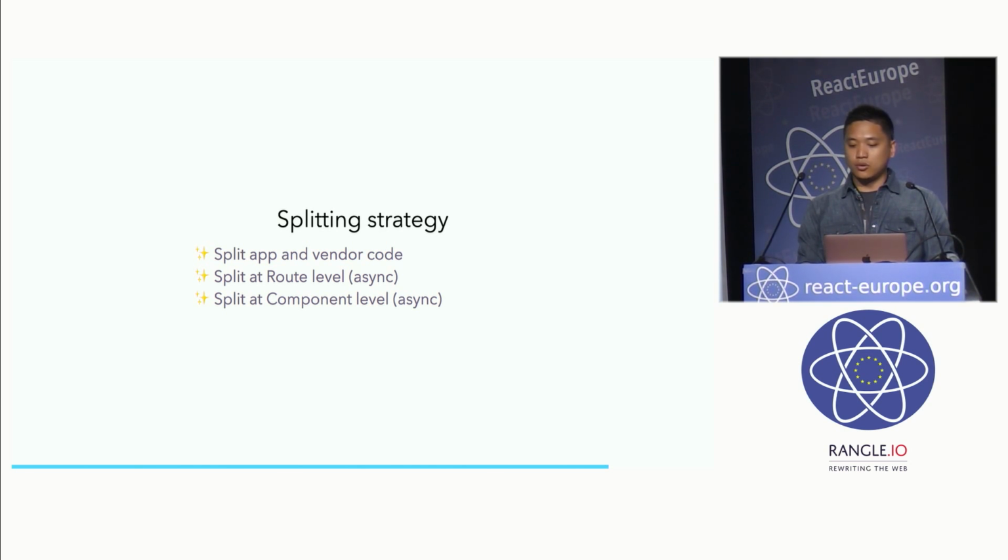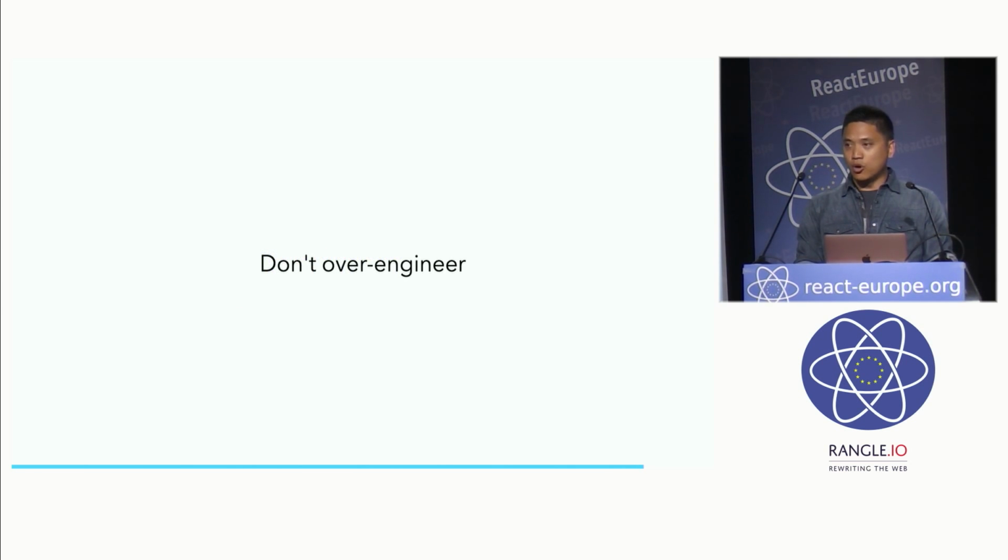It's always a good idea to split at the route level. You load the code for the current route that you need, and if you want to split further down, you can do it on component level. It's good, for example, if you have modals, or separate views in your tabs. Also be aware of shared modules, which can be complex. With shared modules, I mean modules that are shared across specific views. So be aware, it can be complex. And also, don't over-engineer.